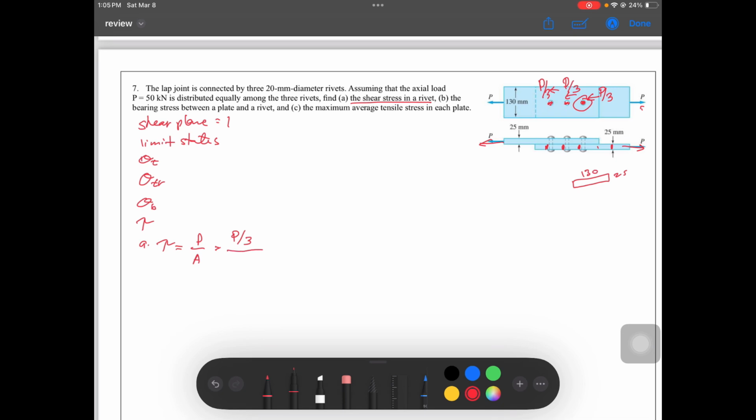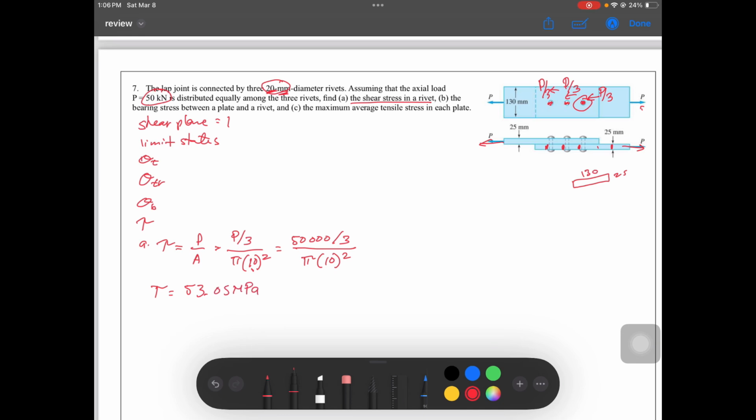Over, ano yung area? Siyempre, area ng circle ng bolts. So, that is pi r squared, r ang gagamitin ko. So, substitute natin yung value ng P, which is 50 kN. Gagawin ko siyang Newton para consistent sa unit, kasi ang diameter or radius natin is in mm, para MPa ang lumabas. So, that is 50,000 divided by 3 over pi 10 squared. So, our shearing stress is equal to 53.05 MPa.